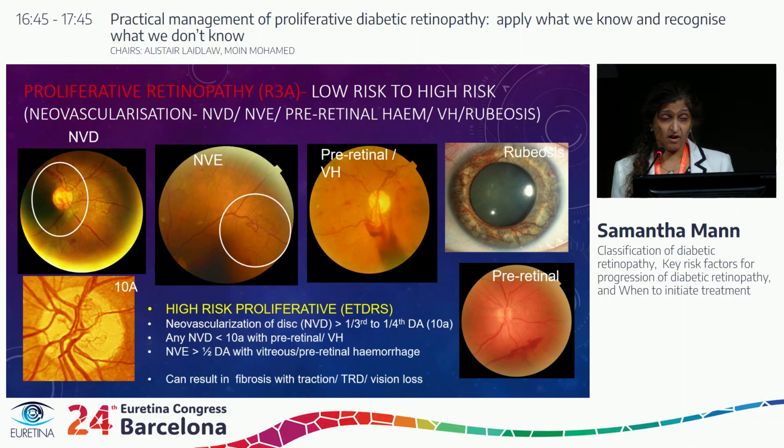We don't wait for high-risk characteristics. We treat in London, even if you don't reach the high-risk characteristics. If you don't treat, this can obviously then result in fibrosis, traction detachment, and visual loss. Don't forget to look at the iris. It's very important, because if you have rubeosis, this is an eye that's extremely ischemic and can result in neovascular glaucoma with a very poor outcome. So don't forget to do the slit lamp exam and look for rubeosis as well.